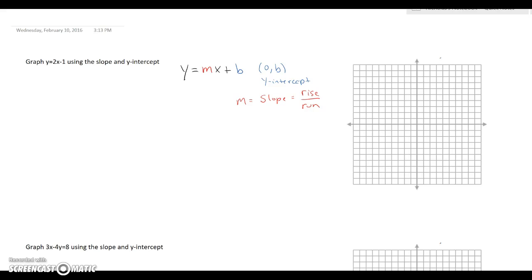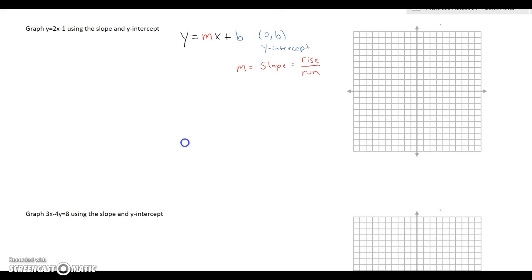Okay, the first problem asks us to graph y equals 2x minus 1 using the slope and the y-intercept. So the first thing we need to know is this equation right here, y equals mx plus b. This is called the slope-intercept form, okay? And what that means is this value of m is our slope and b is our y-intercept.